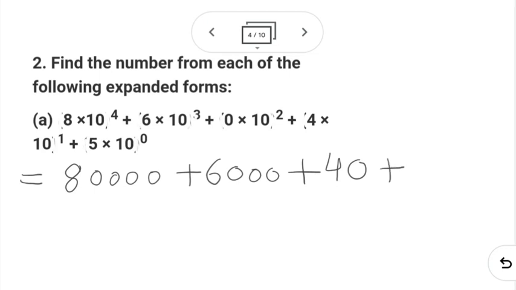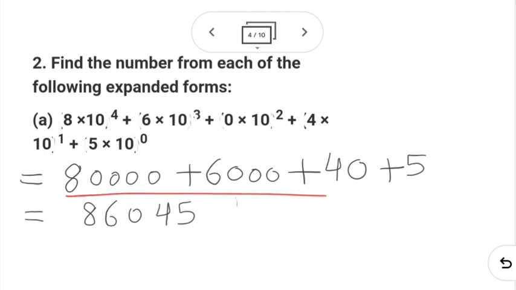Then plus 5 into 10 raised to power 0. As you know, any number raised to power 0 means 1. So we have to multiply 5 with 1. So we will be getting here 5 ones are 5. Now we can add all these numbers. You can add it on rough side or you can add it in your mind. So on solving this, you will be getting a number 86,045. So on adding these numbers, we get this number. So this is the number which we get from the following expanded form.